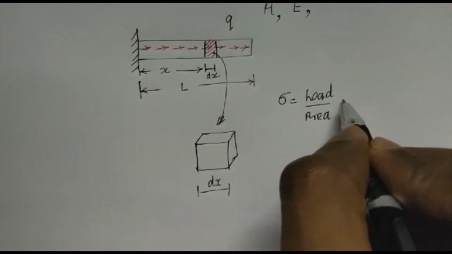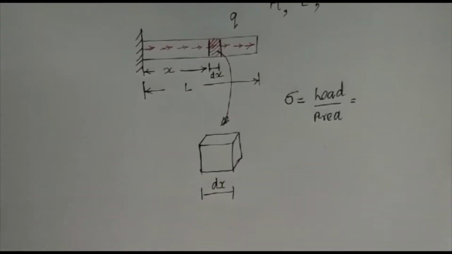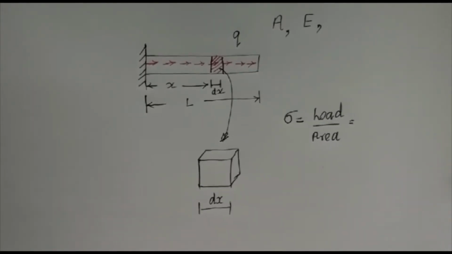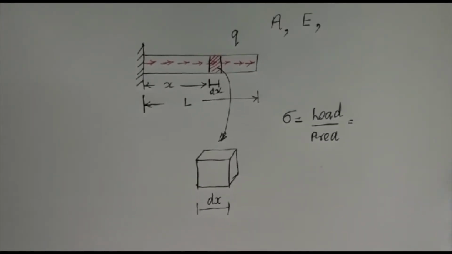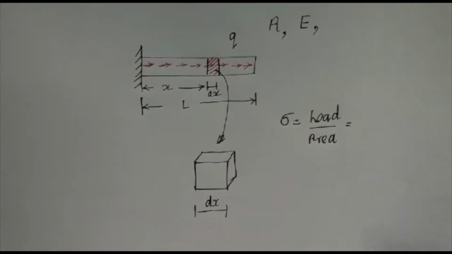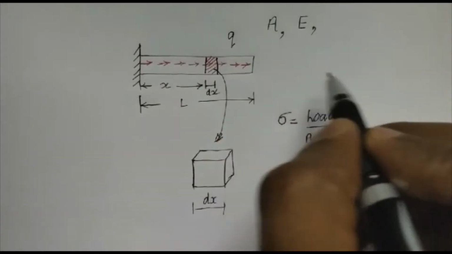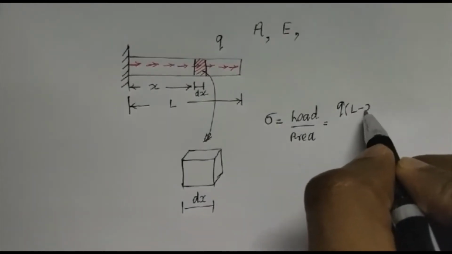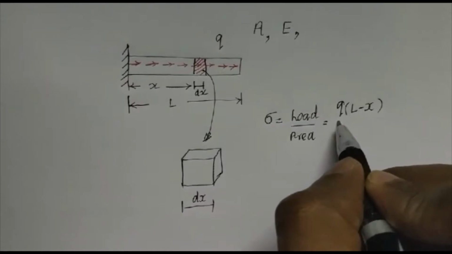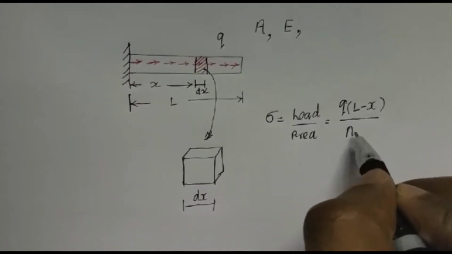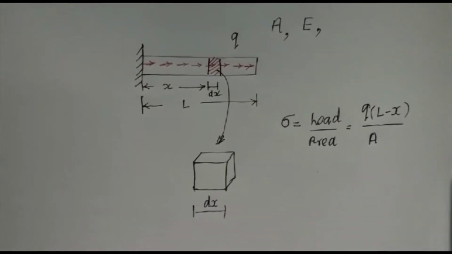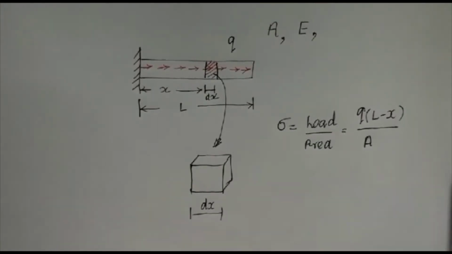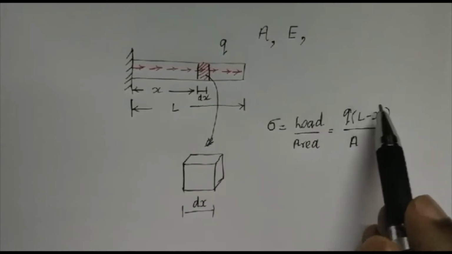Now the question here is, what is the load that is acting on this small portion? What is the load? So the load that is acting on the small portion is Q into (L minus x). That is the load, divided by the cross-sectional area A. So the next question here is, how do you say that the load that is acting on the small portion is Q into (L minus x)? How can we say that?